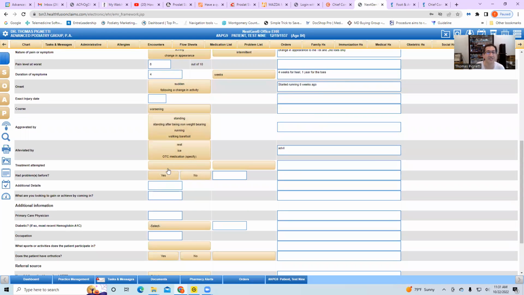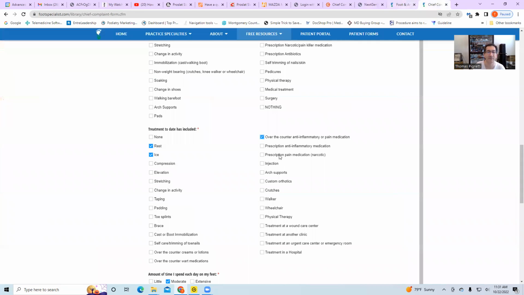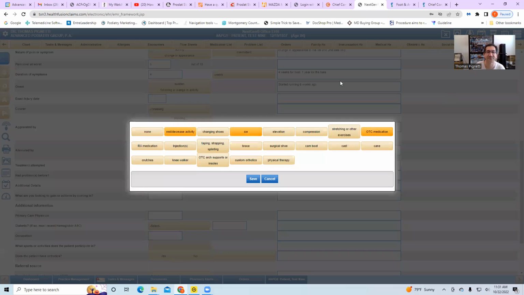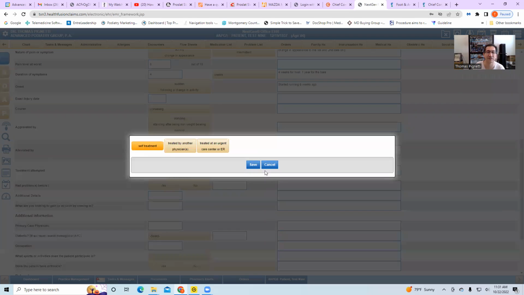Okay. Treatments attempted. I said that my treatment was rest or decreased activity. I did ice application, and I also took some over-the-counter medication, right? So treatment so far: rest, ice, over-the-counter medication. And that's it. Save. Who's that directed by? I'll say that's self-treatment too.